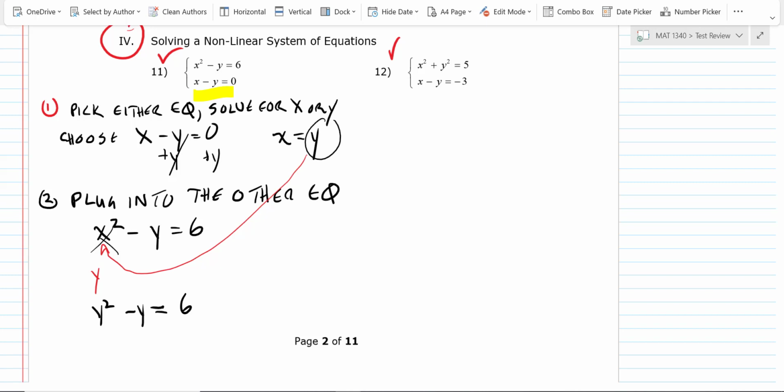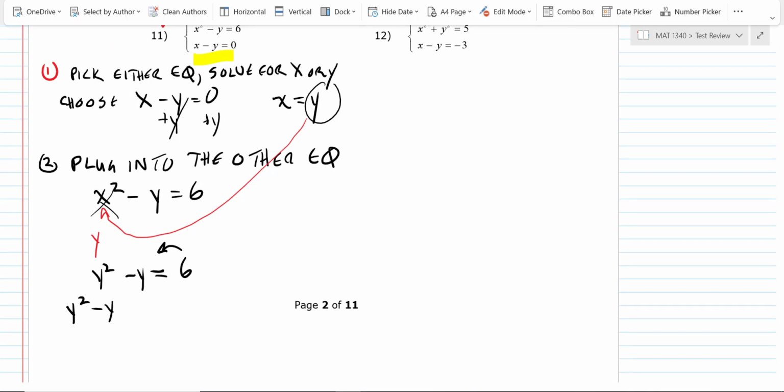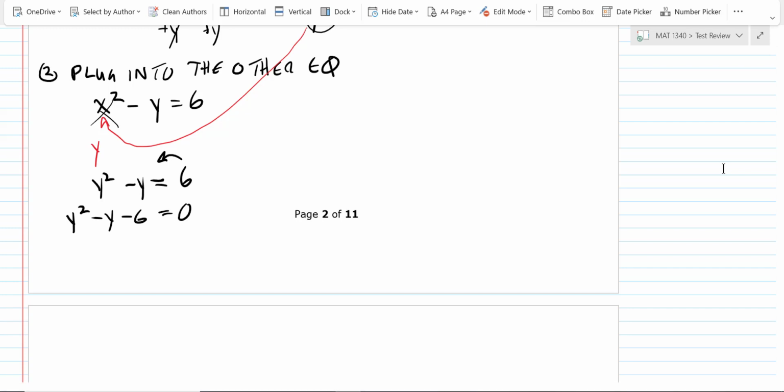Now, do you guys know how to solve this equation right there? That's a quadratic equation. So what do you do? You get one side equal to 0, right? So you need to subtract 6 from both sides. You don't have to show that step because you're just moving the 6. Now we have y squared minus y minus 6 equals 0. Now, when you solve a quadratic equation, you either use the quadratic formula or you factor. Factoring is the smart way to do it because it's less work. You always want to do things with the least amount of work, okay?